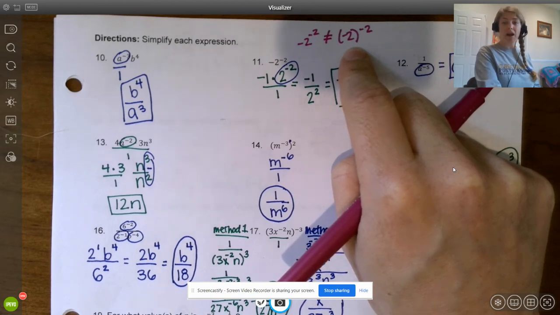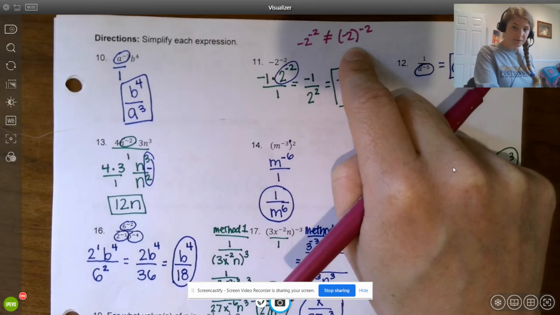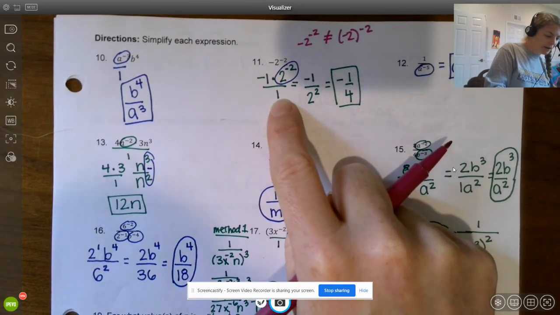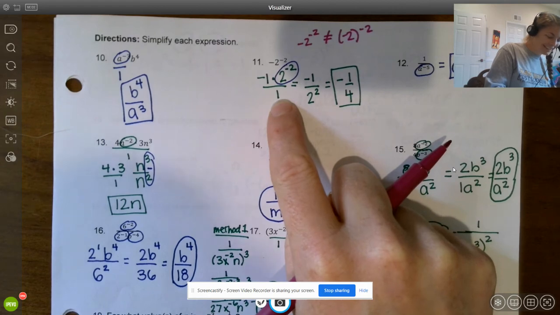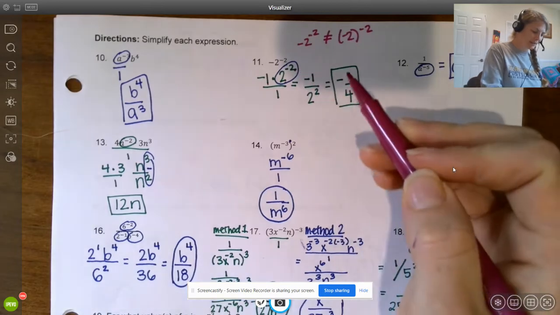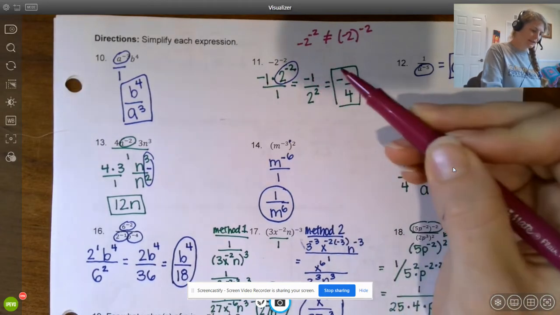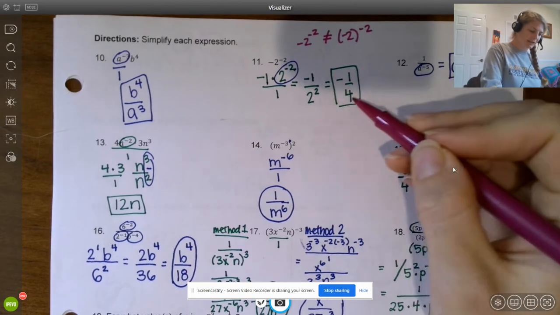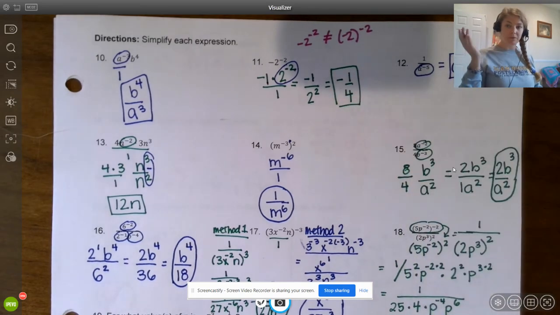So really be aware of what is your base. All about that base. Taking a look, we have negative 1 times 2 to the negative second. So this negative 1 stays in the numerator, 2 to the negative second, cross the line, change the sign, and we know 2 to the second is 4. So that's how we get negative 1/4 there.